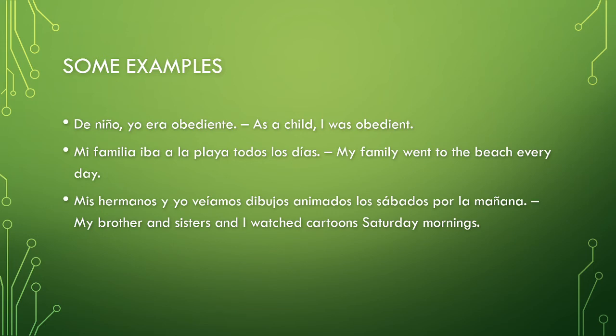A couple of really quick examples. So, de niño yo era obediente, as a child. So this is something that we have an indefinite amount of time. It was in the past, and therefore we're going to need to use the imperfect era.